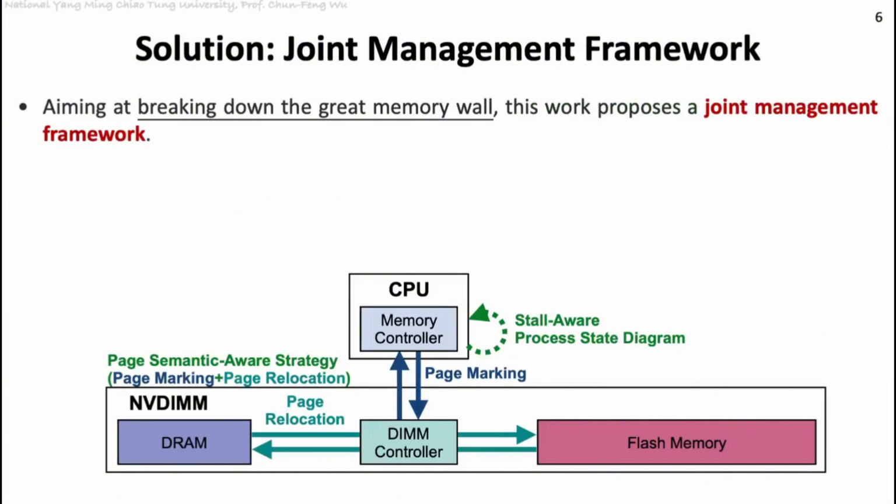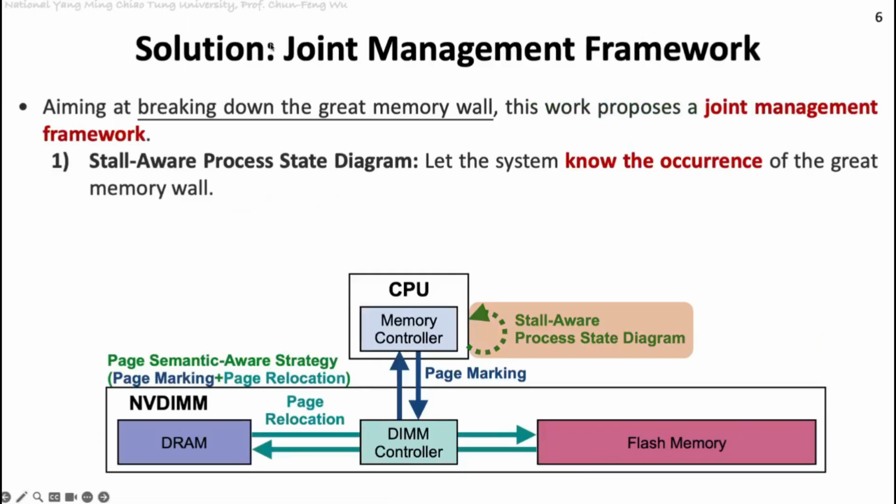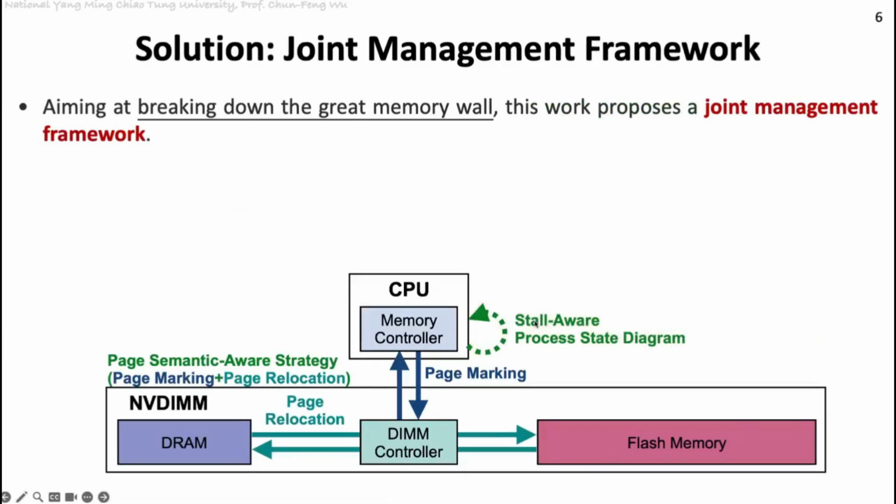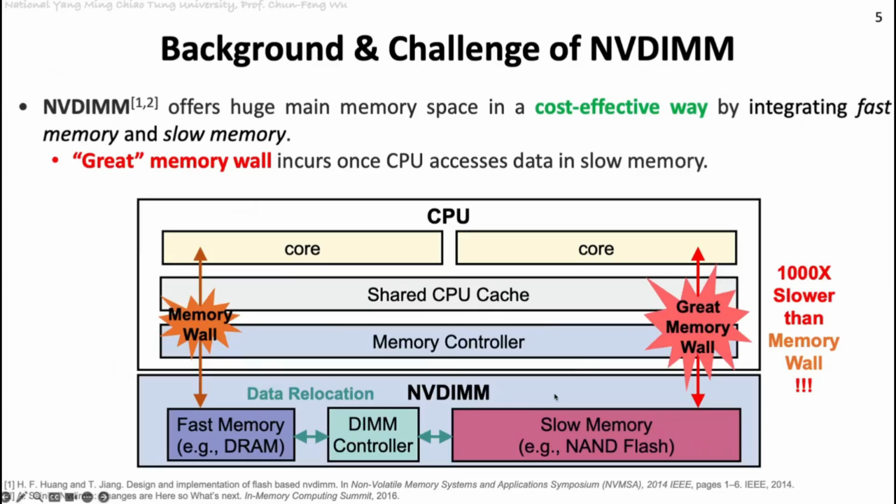Actually, there are 2 parts to this solution. First of all, we need something called the store-aware process state diagram. Coming back to our architecture, the reason the CPU should wait for a super long time is because NVDIMM is a memory device. In the current architecture, when the CPU accesses a memory device, it will be busy waiting there, because usually memory is so fast that the CPU doesn't need to wait much. But now, with this new memory device, there are some slower chips called NAND flash chips inside. So the CPU needs to wait for a relatively long time.